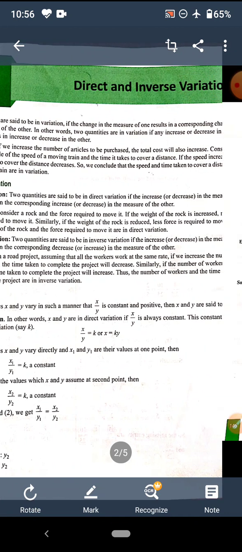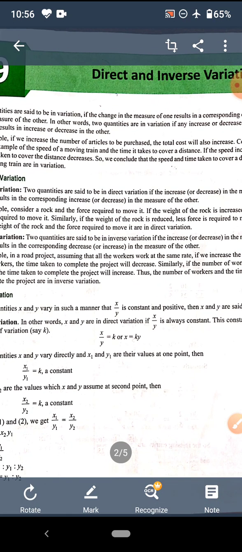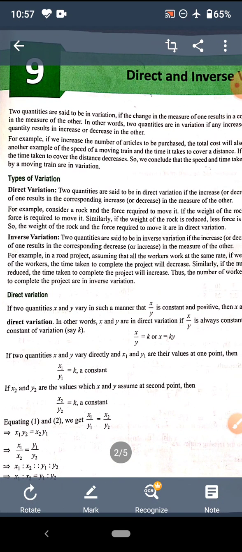Let us consider another example of the speed of a moving train and the time it takes to cover a distance. Means if the speed of a vehicle increases, then what happens? The time taken to cover the distance decreases. So if the speed decreases, the time taken will increase. So we conclude that the speed and time taken to cover a distance by a moving train are in variation.